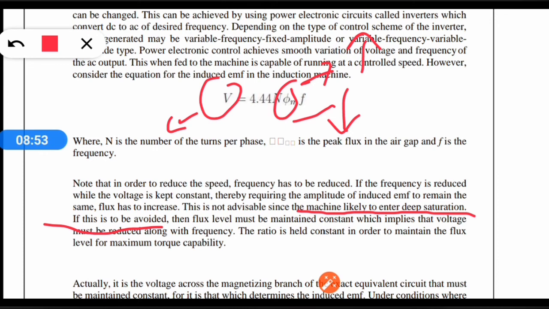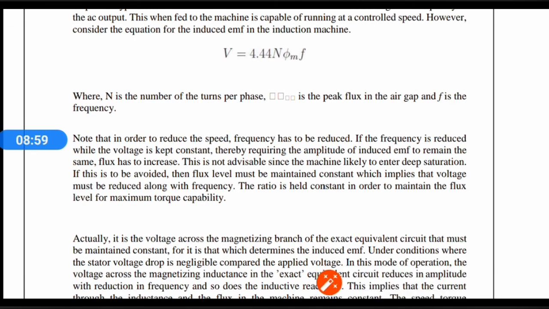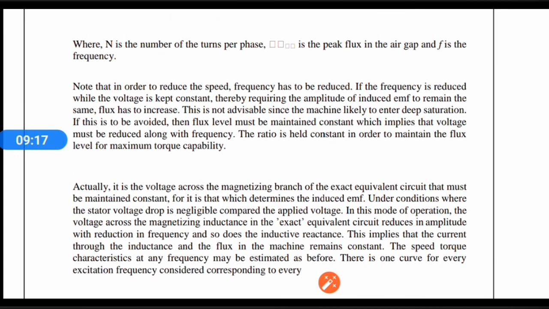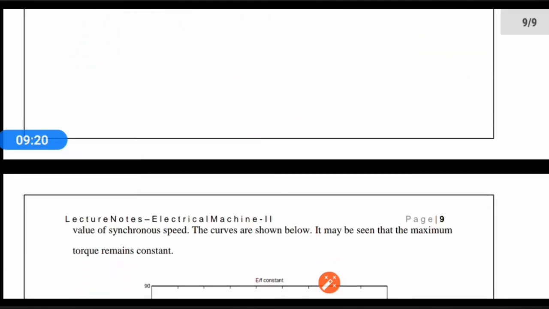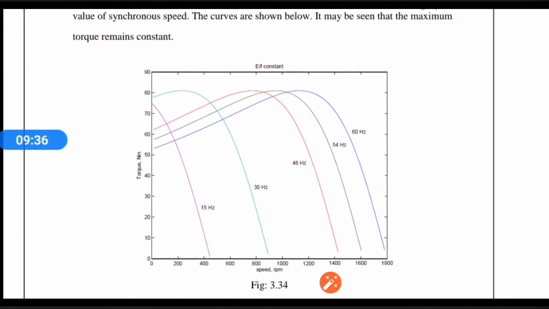So therefore the last option that remains is we have to maintain the voltage to frequency ratio. If the voltage to frequency ratio is maintained, the flux level can be maintained. So in this method we can obtain different starting torque and different speed curves by maintaining the voltage to frequency ratio constant. So this curve is obtained by keeping the voltage to frequency ratio constant.